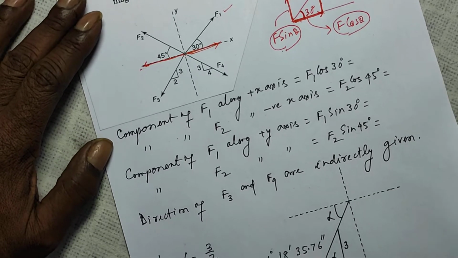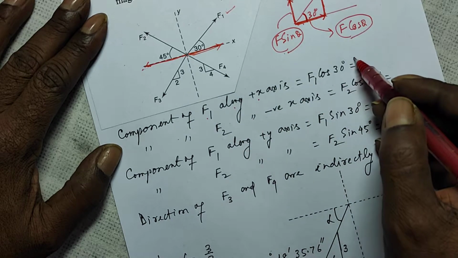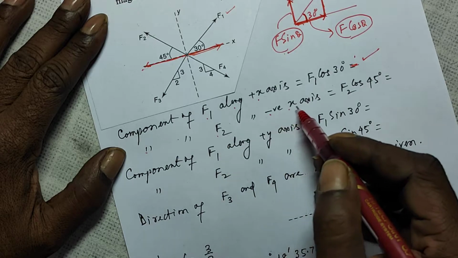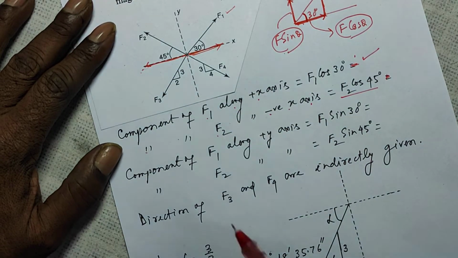So that is what I have explained. The component of F1 along the positive x-axis is F1 cos 30. No need to find out now. The component of F2 along the negative x-axis will be F2 cos 45. That is to this side.